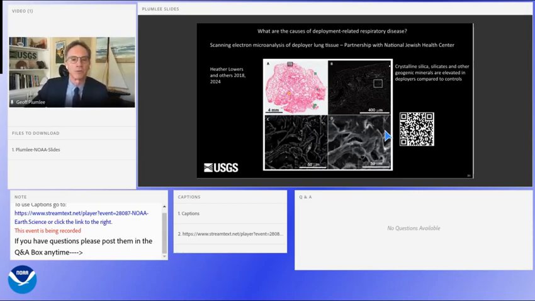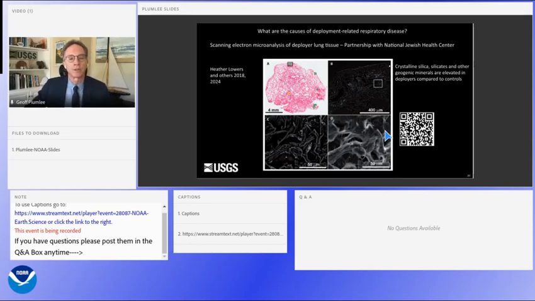Oh, and sorry, one more, a study that's near and dear to my heart because I was able to work on it before I moved into senior leadership. The tools that we use for earth sciences can actually be used in partnership with our colleagues from public health. We were looking with partners at the National Jewish Health Center on characterizing the mineral matter types that are present in lung tissue samples. Folks returning from deployment in Iraq and Afghanistan have elevated rates of a respiratory disease called deployment-related respiratory disease.